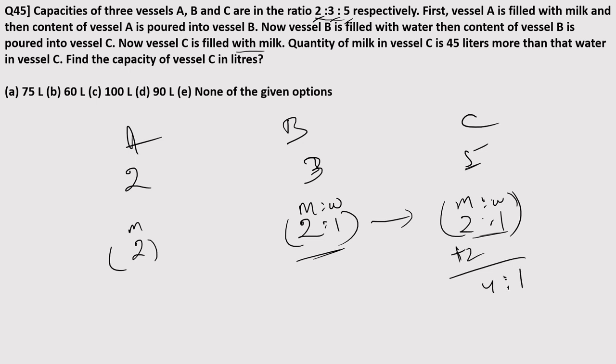The quantity of milk in C is 45 liters more than water, so milk is 4 units, water is 1 unit, so this is 3 units equal to 45. Asking what? Capacity of vessel C. Capacity is how much? 5 units. If 3 units equal 45, 5 units have to be 75, right? So option A. Let's move to the next question.